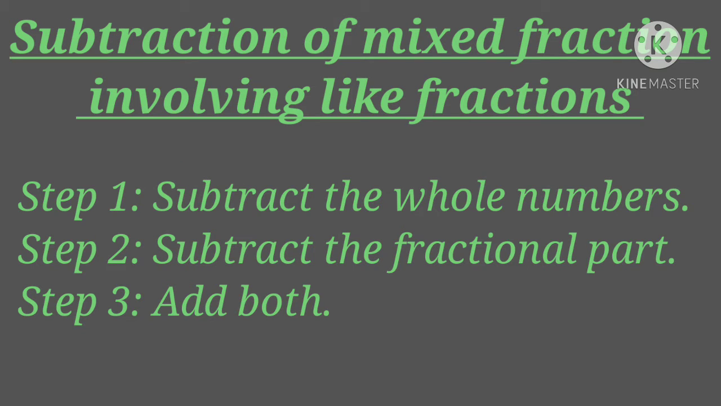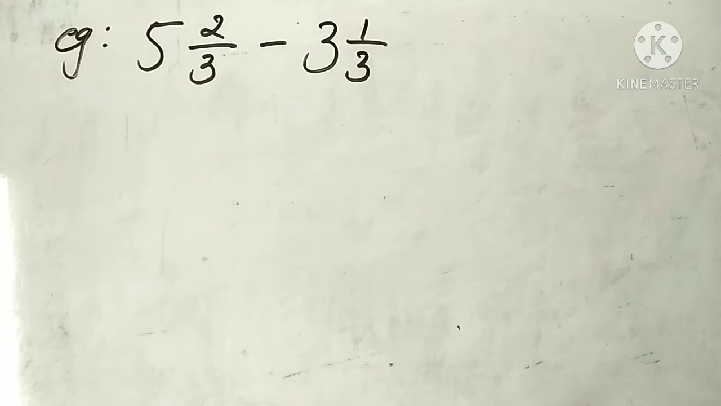Subtraction of mixed fractions involving like fractions involves 3 steps. Step 1, subtract the whole numbers. Step 2, subtract the fractional part. And step 3, add both. Example, 5 2 by 3 minus 3 1 by 3.